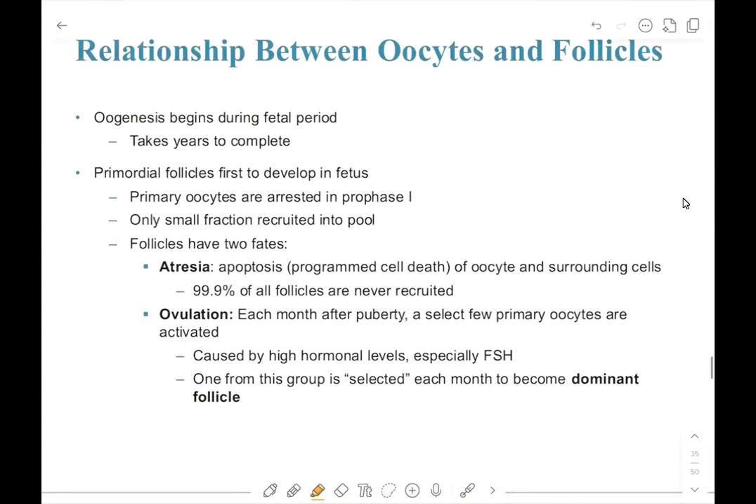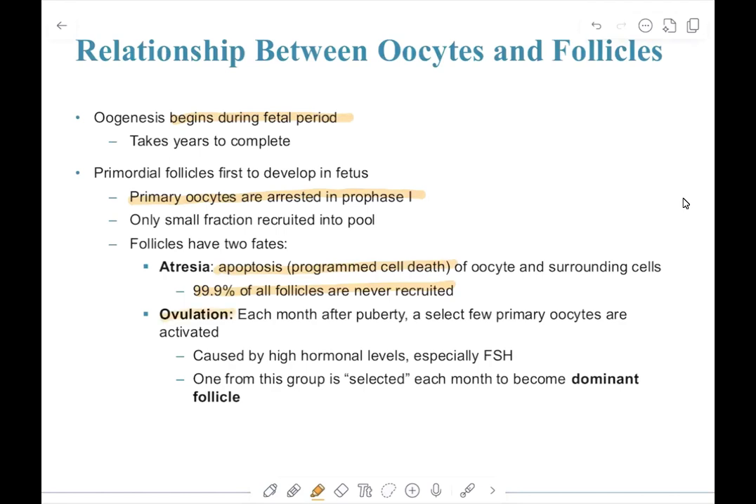So the relationship between the oocytes and the follicles are shown on this slide. The oogenesis begins during the fetal period. The primordial follicles are the first to develop in the fetus. The primary oocytes are arrested at prophase 1. Only a small fraction is recruited into a pool. The follicles have two fates. The large majority of them are going to be destroyed, which is through what's called apoptosis, programmed cell death. The remainder of them, some will ovulate.